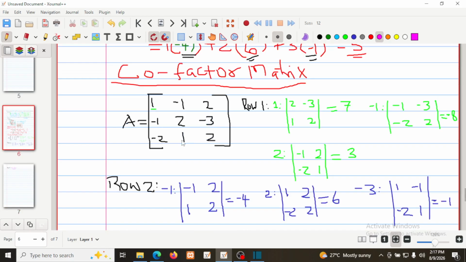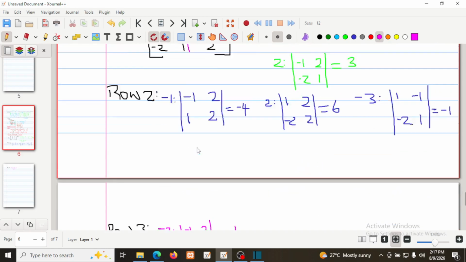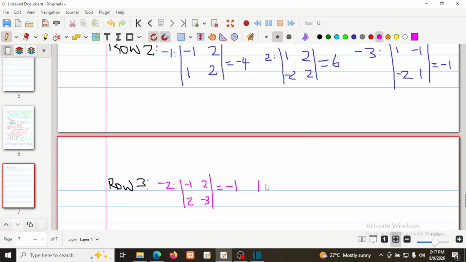Then we go with 1. If we block this column and this row, we have 1, 2, negative 1, negative 3. Hope you are following. So this is negative 3 minus negative 2. This will give us what? Negative 1. And that is correct.